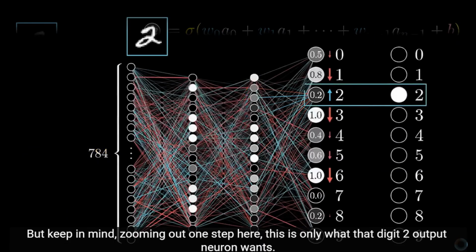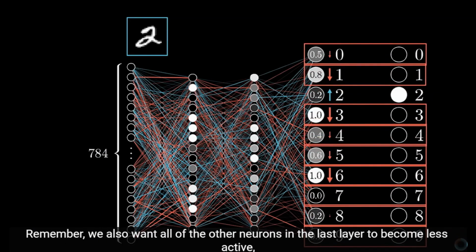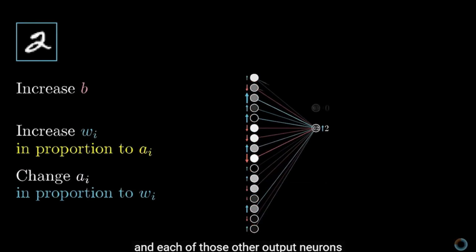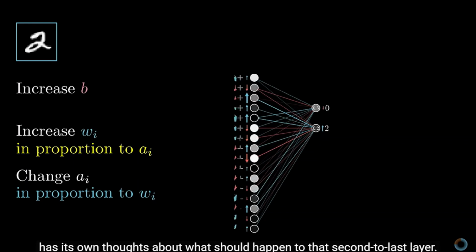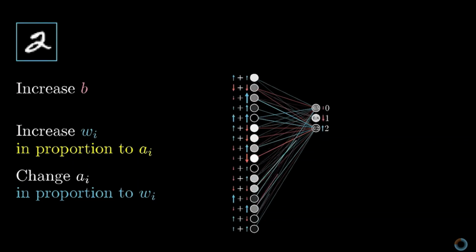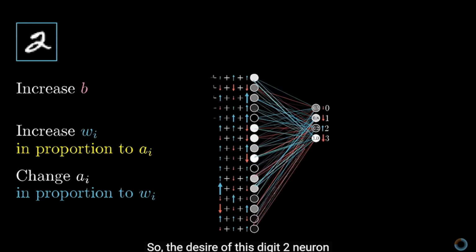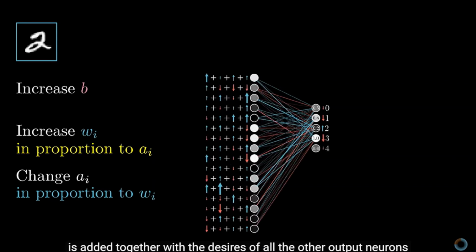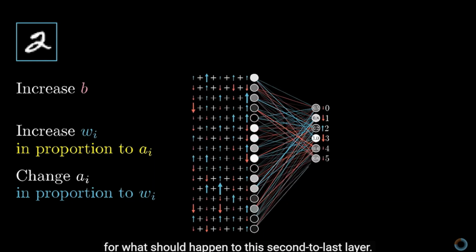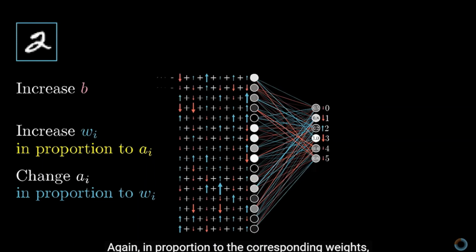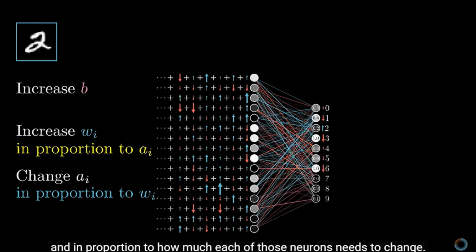But keep in mind, zooming out one step here, this is only what that digit 2 output neuron wants. Remember, we also want all of the other neurons in the last layer to become less active. And each of those other output neurons has its own thoughts about what should happen to that second to last layer. So, the desire of this digit 2 neuron is added together with the desires of all the other output neurons for what should happen to this second to last layer. Again, in proportion to the corresponding weights, and in proportion to how much each of those neurons needs to change.